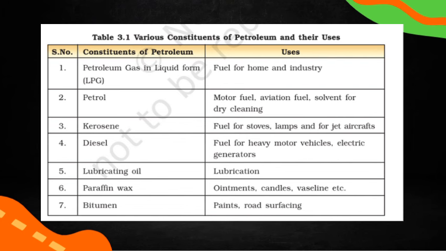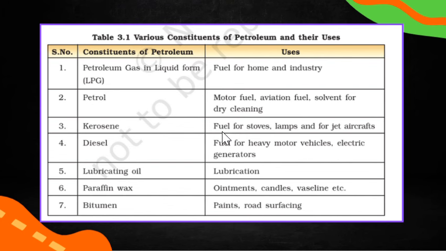The first one is petroleum gas in liquid form, that is LPG. Where is LPG used? It is used to fuel our homes and industry. The next one is petrol, used for motor fuel, aviation fuel, solvent for dry cleaning. There are different uses. These are only some of them that are mentioned here. The other uses I have already discussed before. You can write them here as well.